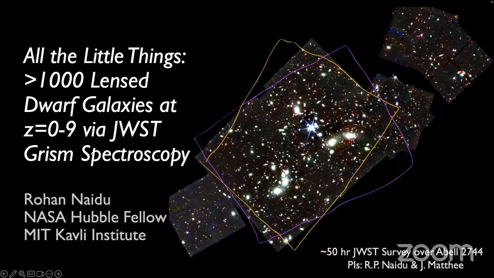Here, so we've made it to the end of the session with our last speaker, and possibly at the highest redshift. Okay, so Rohan will tell us about all the little things, which means he's definitely talking about dust. But I think he's actually talking about top-heavy stars in dwarf galaxies. Thank you so much. I do promise I will get to dust towards the end.